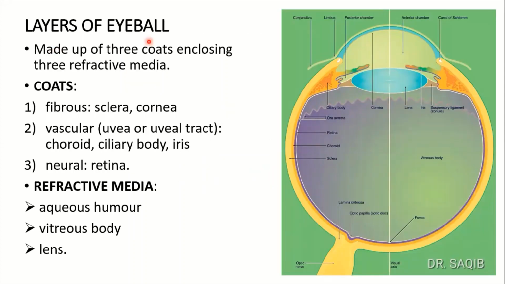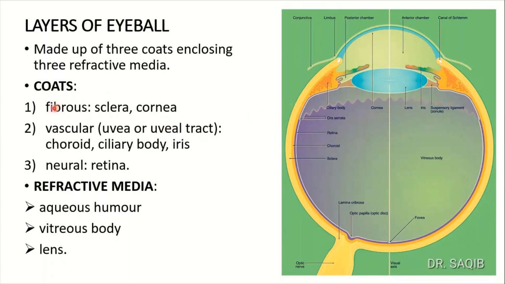Layers of the eyeball. So you see it is made up of three coats enclosing three refractive media. So these are the three coats, 1, 2, 3, and these are the refractive media, 1, 2, 3. And the coats are, first I read it for you, then I will demonstrate and show you in this beautiful picture. This is really amazing.